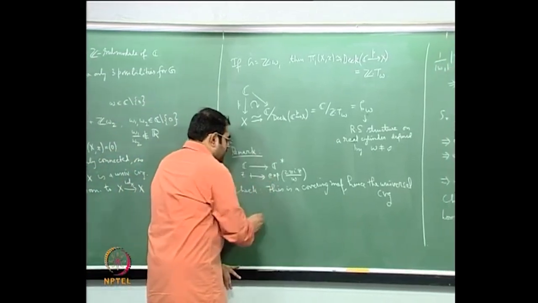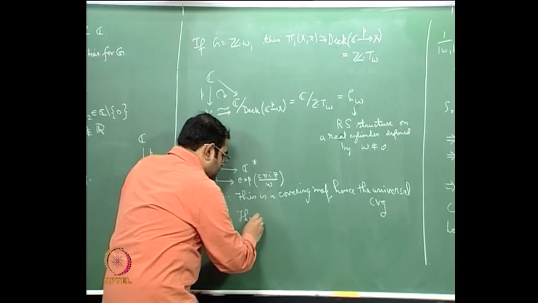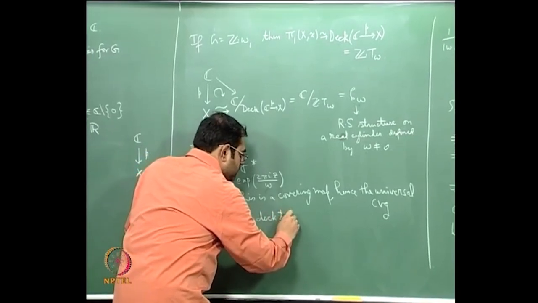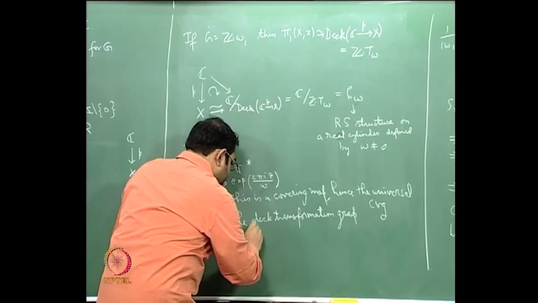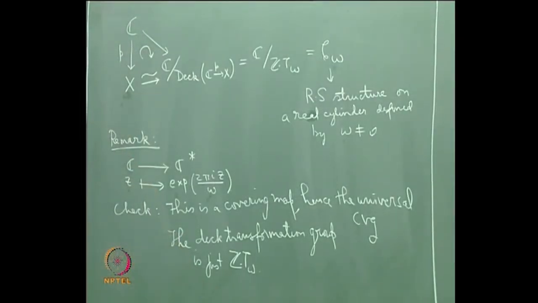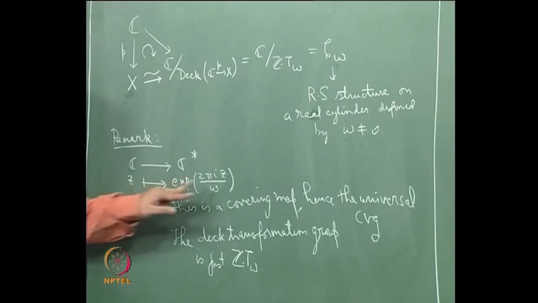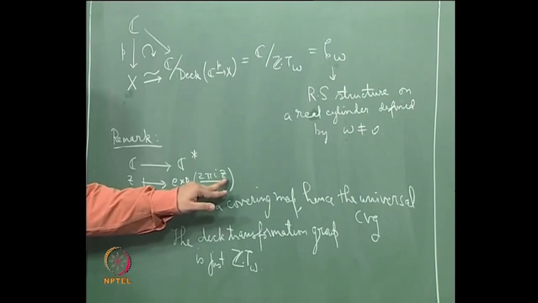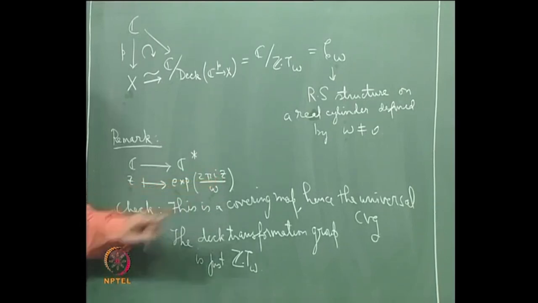That is one thing you will get. The second thing is you can see that the deck transformation group is just translation by integer multiples of omega. So if z is an integer multiple of omega, then this is going to be 1. If z is n omega, I will get e power 2 pi i n, that will be 1.